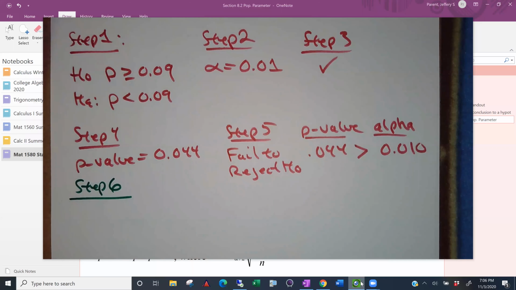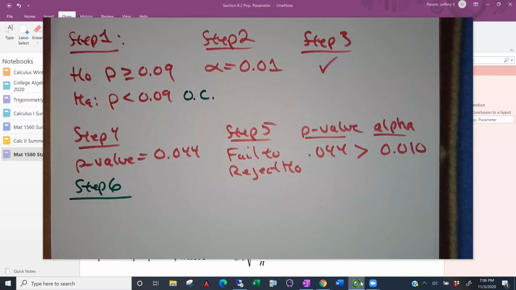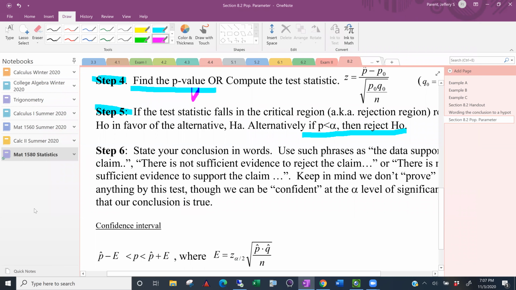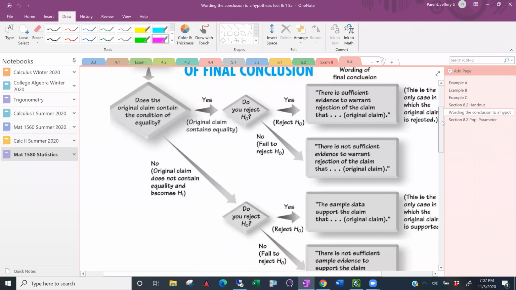Step 6. Before I get to step 6, let me remind ourselves that I think this was our original claim. All right. Now, why do I need to know that? Because step 6 asks us to word the conclusion. You've got to tell this to somebody so that they can understand it. You don't want to give it to them in statistic speak. You want to put it in words that they can understand. That's why this sheet here is going to be your best buddy. That's going to get you through a lot of these problems.